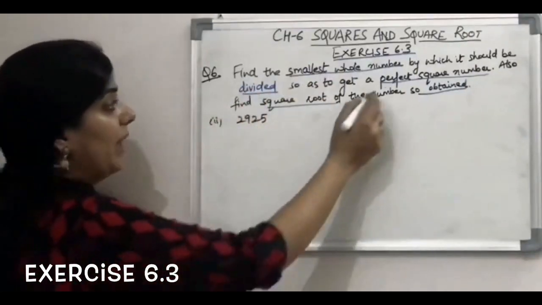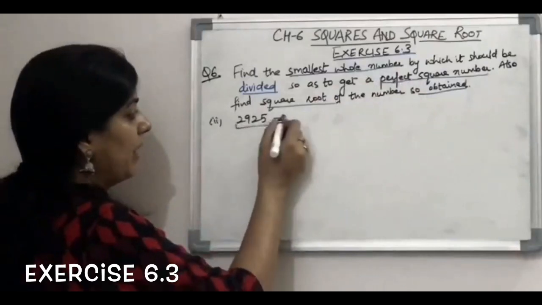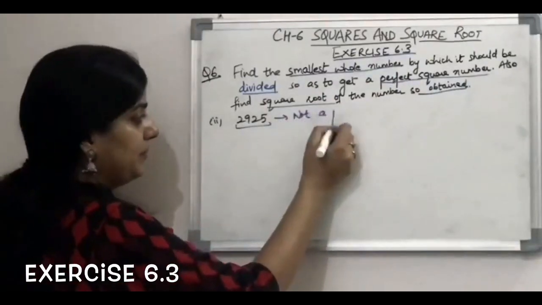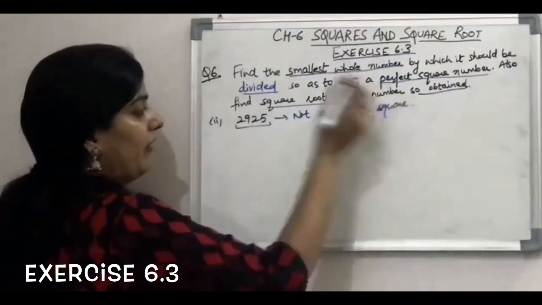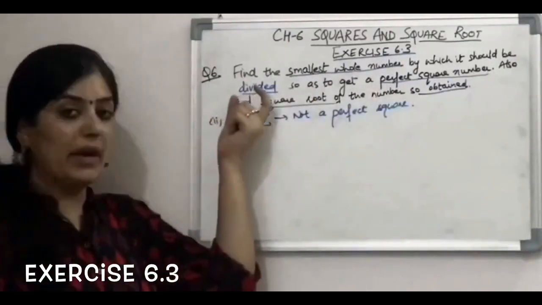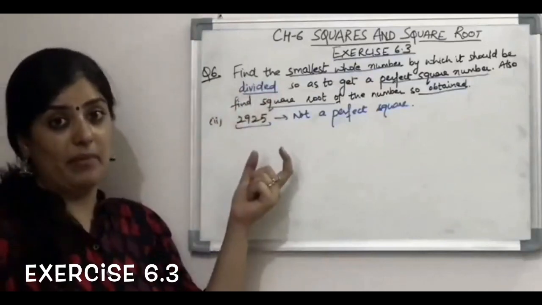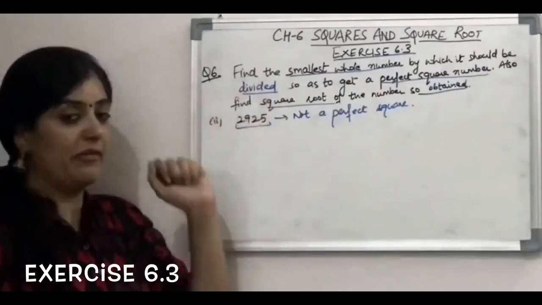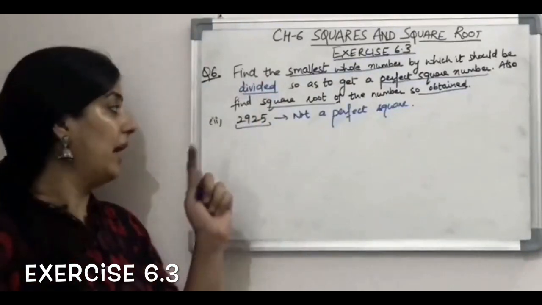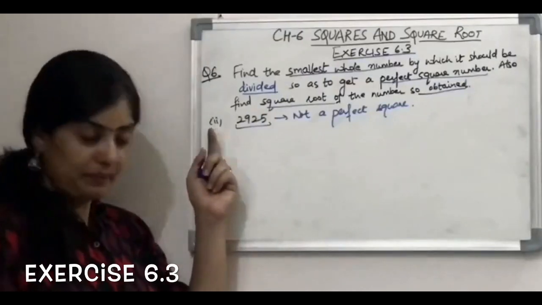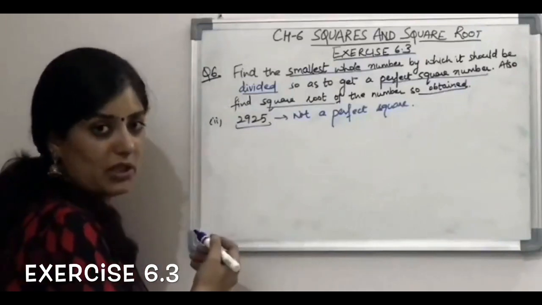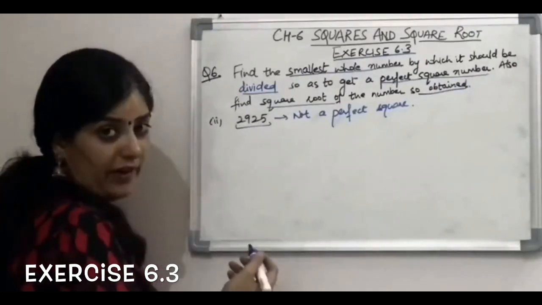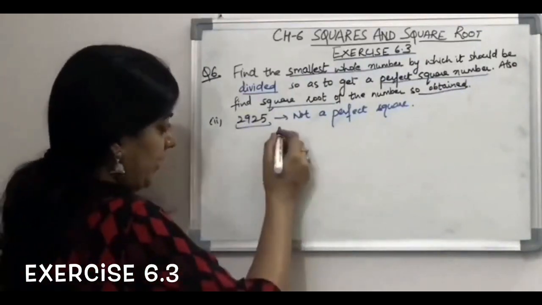Again, to make it a perfect square, this means that this number is not a perfect square. You have to make it a perfect square, but now by dividing it by some number, not by multiplying. This is the only difference in this question, and I am doing the second part of this question. What was the first step of solving such questions? You have to find the prime factorization of this number. Let us start.